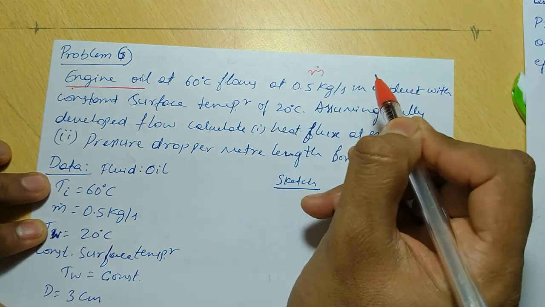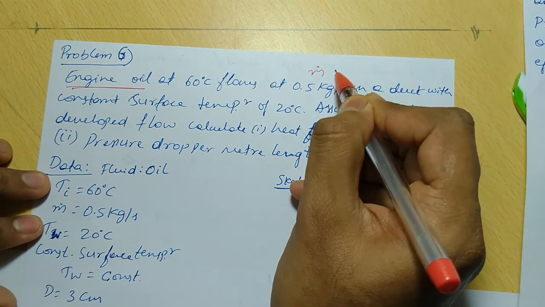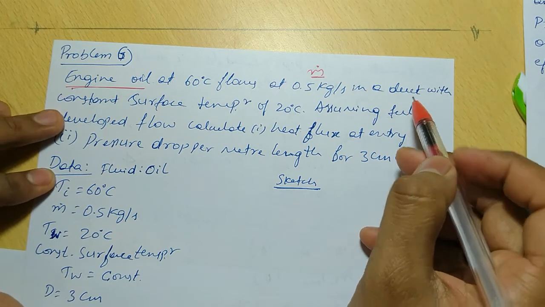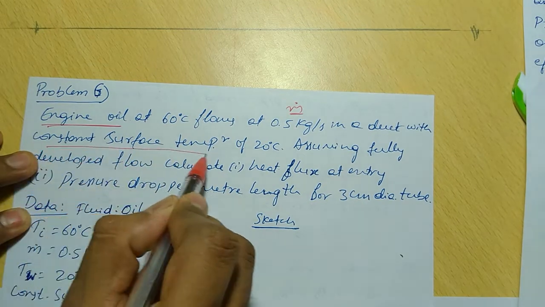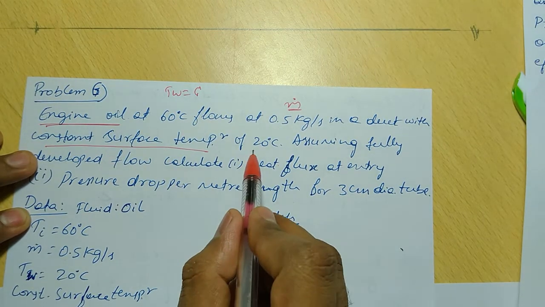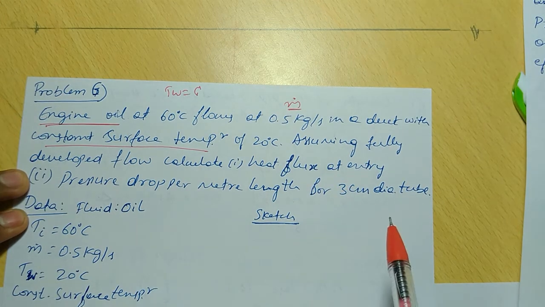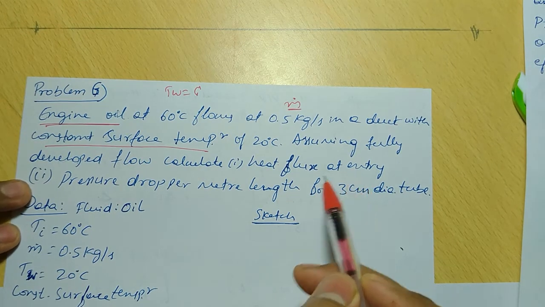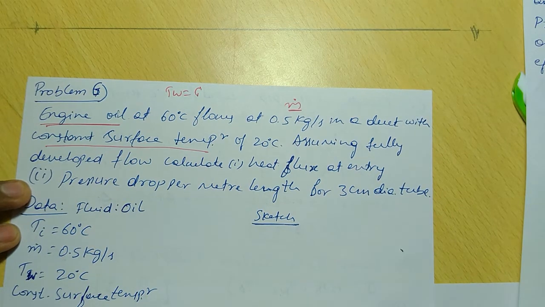Here also m dot is given, u is not given, but you can calculate the velocity using this m dot, as I already showed in the last problem. In a duct with constant surface temperature, see what condition is telling: constant wall temperature, that is T_w is equal to constant, of 20 degrees centigrade. Assuming fully developed flow, means neglect the entry length, we have to calculate the heat flux at entry and the pressure drop per meter length for a 3 centimeter diameter tube.